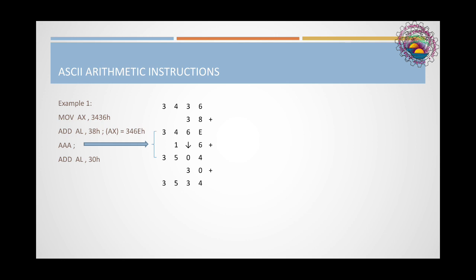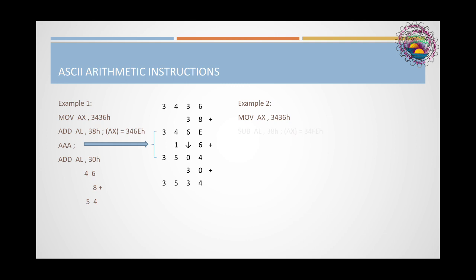Now we have to convert the value of AL from unpacked BCD form to ASCII form. For that we add 30 with AL. So the result is 3534. So we have performed this addition: 46 plus 8 is equivalent to 54. ASCII for 5 is 35, ASCII for 4 is 34. So in AX you are having 35, 34.